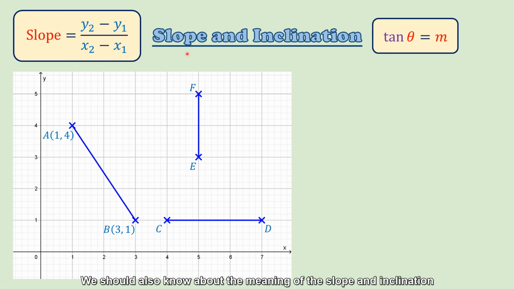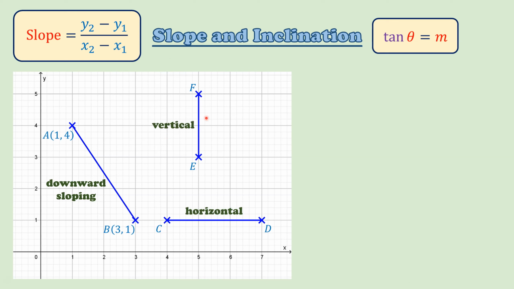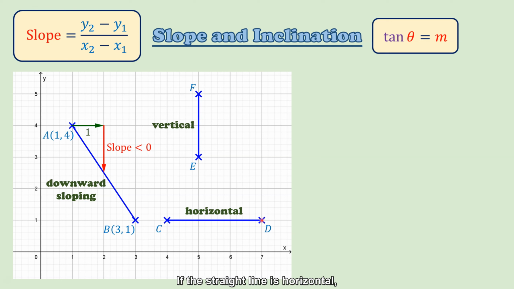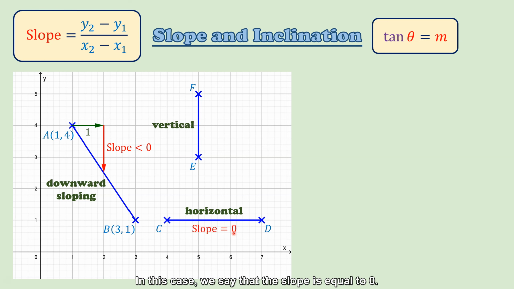We should also know about the meaning of the slope and inclination when the straight line is downward sloping, horizontal, or vertical. For a downward sloping straight line, when I move horizontally towards the positive x-axis by 1 unit, this time I need to go down so that I can reach the straight line again. And in this case, if I need to go down, then we say that the slope is negative. If the straight line is horizontal, then when I move horizontally by 1 unit, there is no need to go up or go down to reach the straight line again.